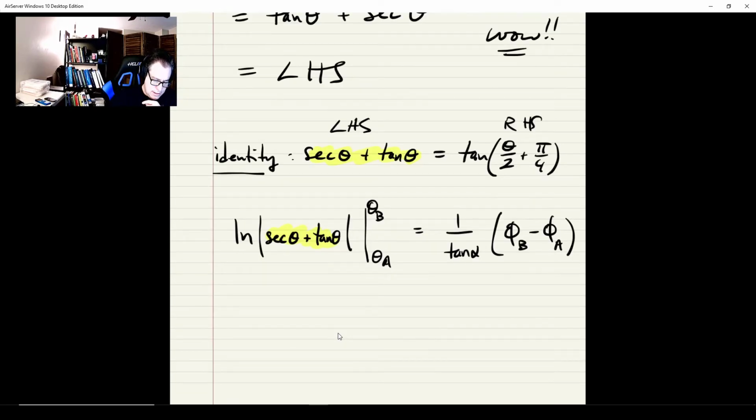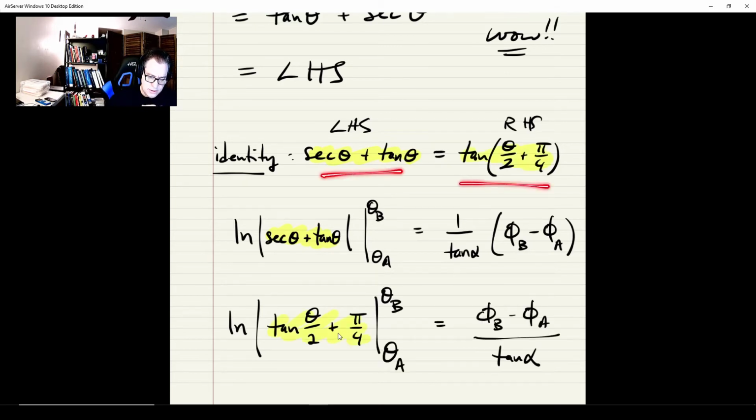So we'll write ln, absolute value of the tangent of theta over 2 plus pi over 4, where now it's clear, as a reminder, that the angle's in radians. Because these are equal, we can just replace that. And now, finally, we can solve for tan of alpha, and therefore alpha, in terms of the initial latitude and initial longitude.